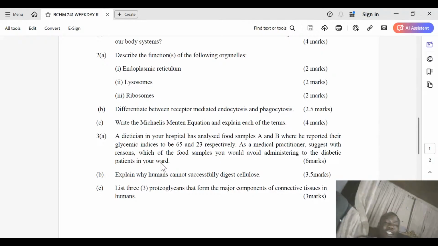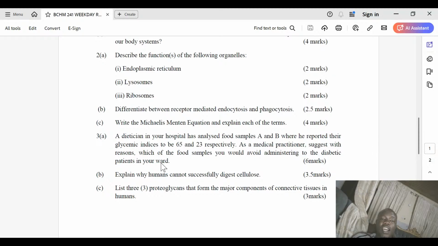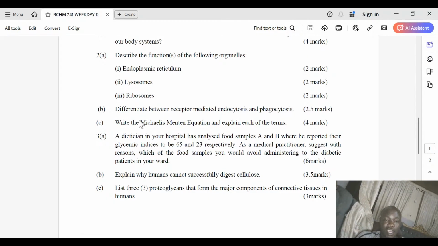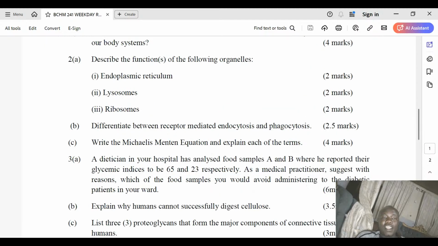So therefore, the answer here is A, because A has a higher glycemic index, which might cause high blood sugar. So therefore, it should be avoided. So the answer is A. And the reason is because it has a high glycemic index, which has a greater chance of increasing the crisis of diabetes. Is that clear?